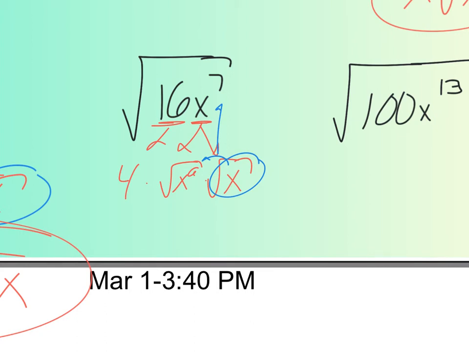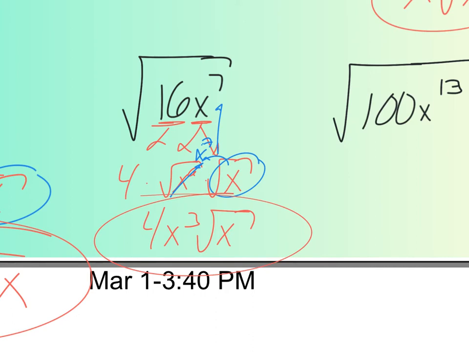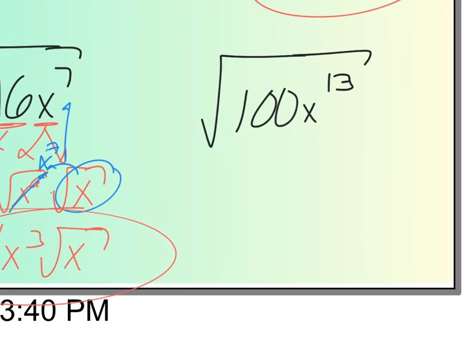I've got an even number, and that I can square root. That becomes x to the 3rd. Sorry, it's getting a little messy in there, but hopefully you're listening more to what I'm saying here. This will be x to the 3rd times the square root of x. So 4x to the 3rd times the square root of x. Okay, one more just like that.